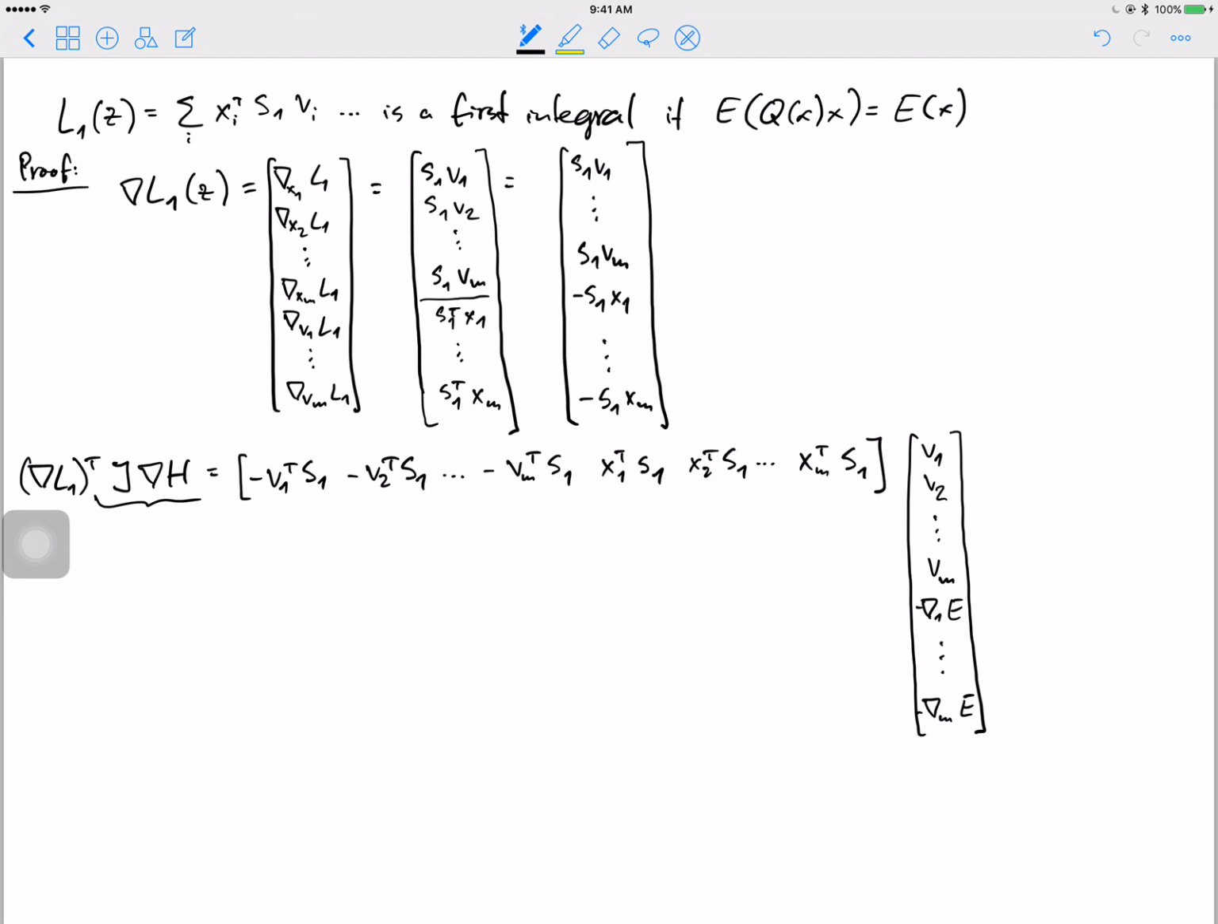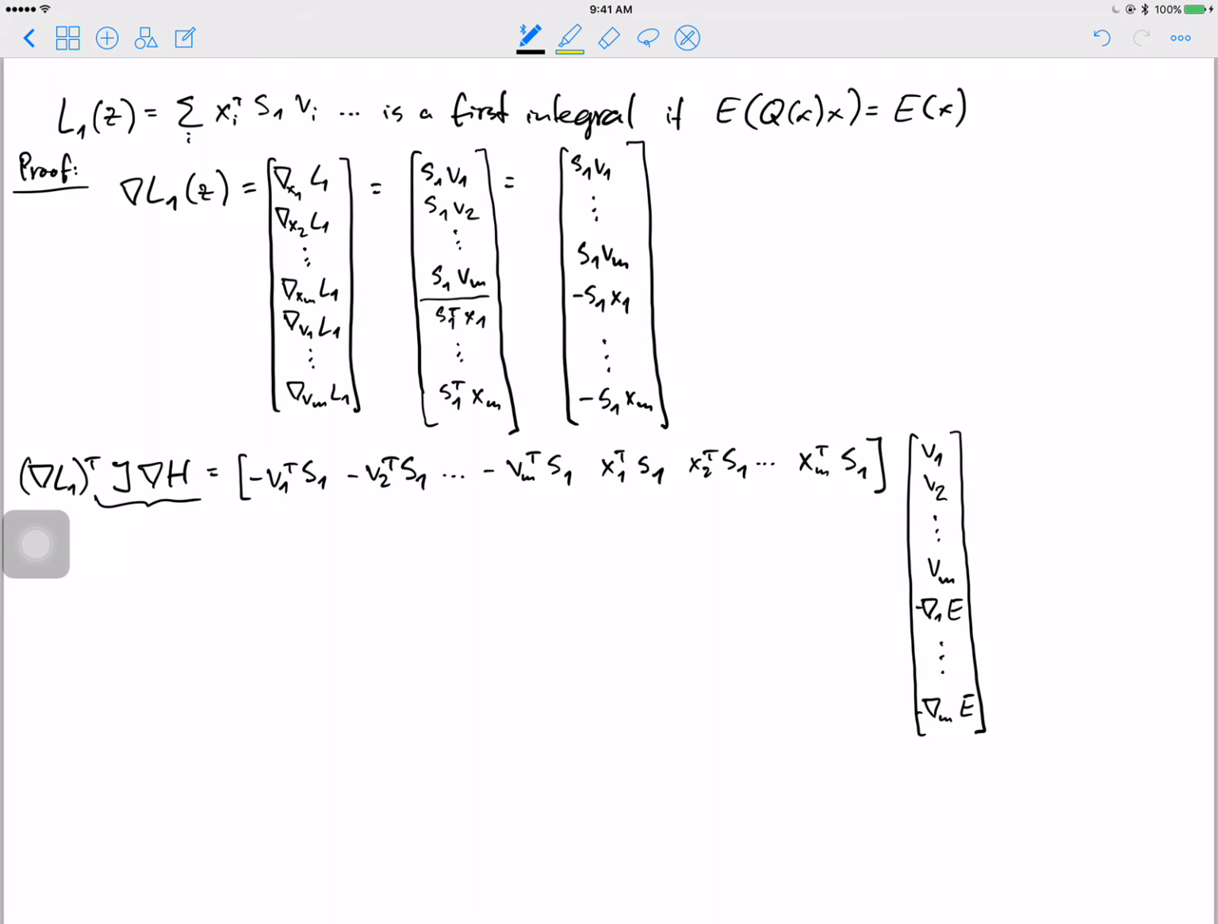Is this clear, or do you need some more, any questions? That vector represents J gradient H? That's right, yes. J times the gradient of the Hamiltonian. So that's the right-hand side of the equations of motion in Hamiltonian form.